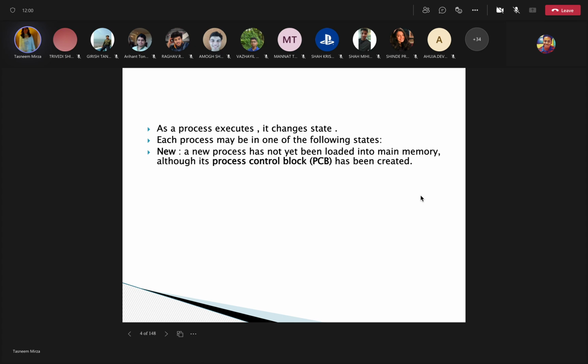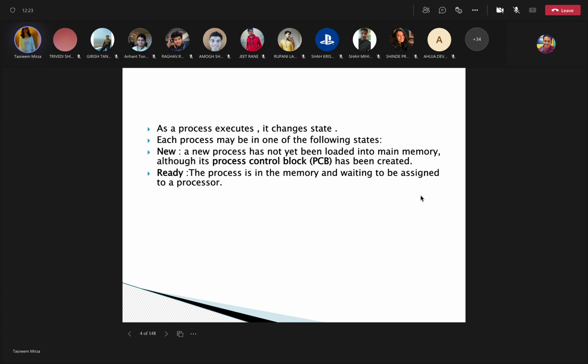Okay. Then afterwards you have a ready state. So what is the ready state? Any guesses? Ready to execute and waiting for CPU time. Right. That means in the ready state, where is it located? Main memory. Yeah, the main memory. So that's nothing but the ready state.